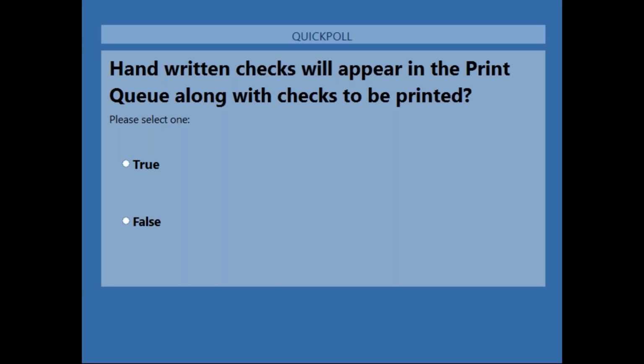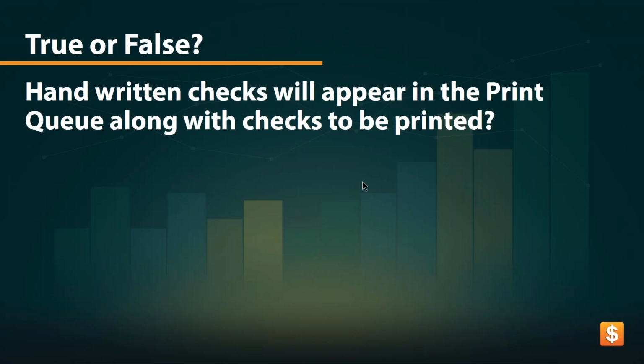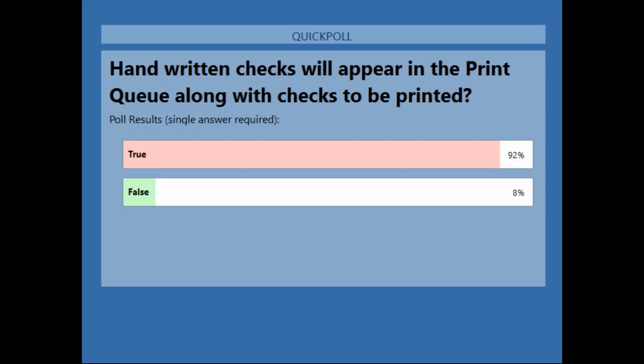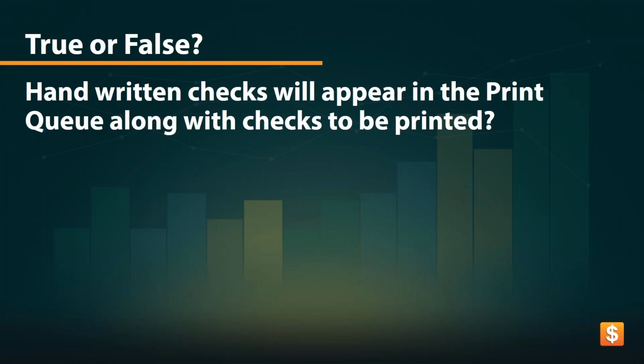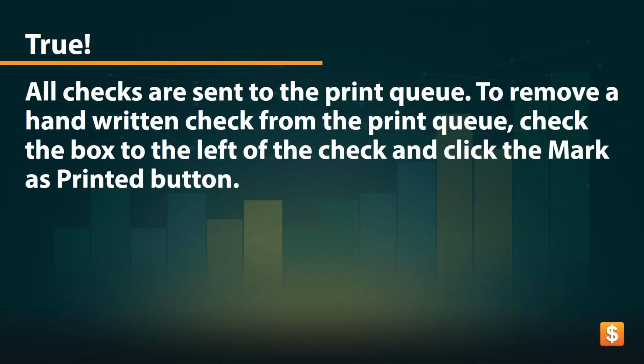Okay, it looks like everybody has had a chance to vote, so I will close the poll and share the results. So we had 92% say true and 8% say false. I'll hide the results and share the answer, and the answer is true. All checks are sent to the print queue. To remove a handwritten check from the print queue, check the box to the left of the check and click the Mark as Printed button.